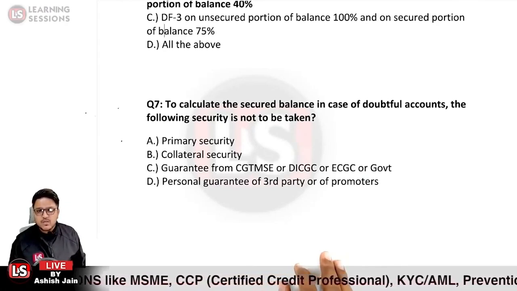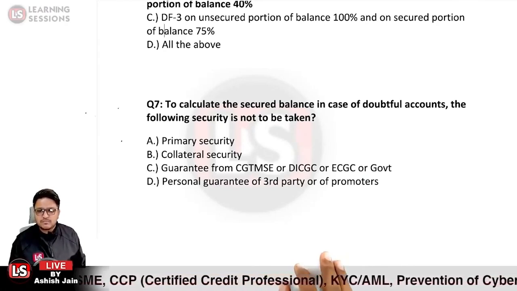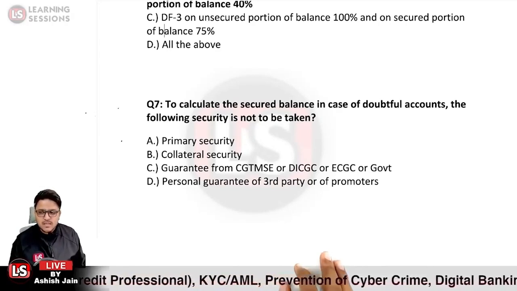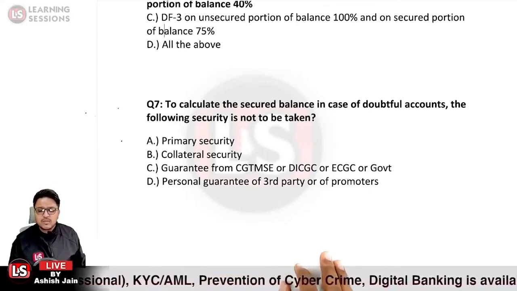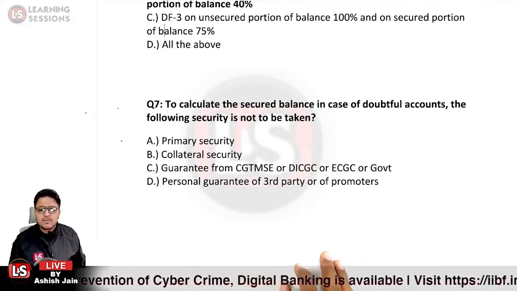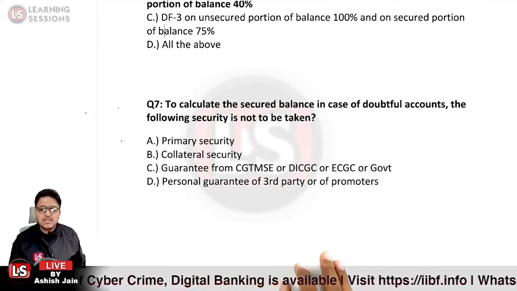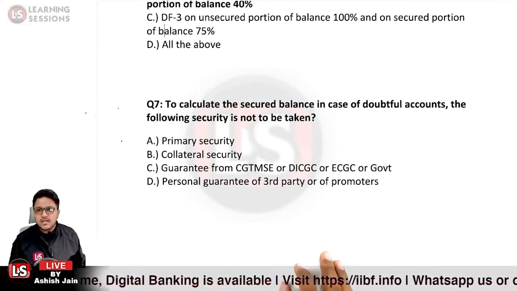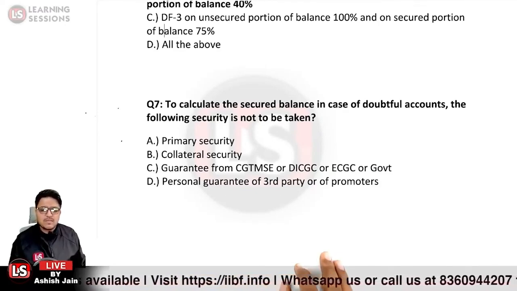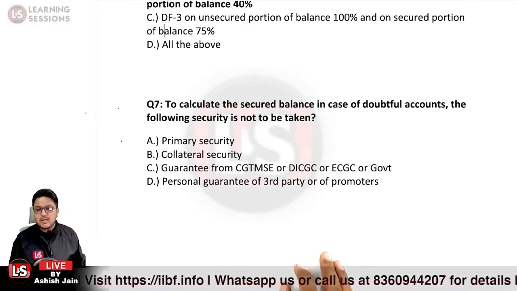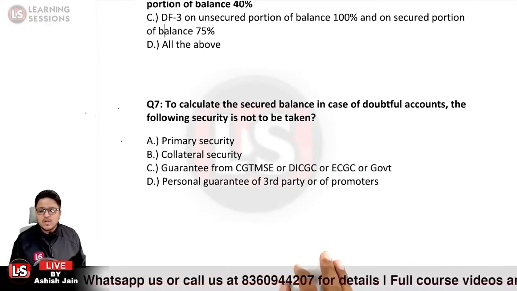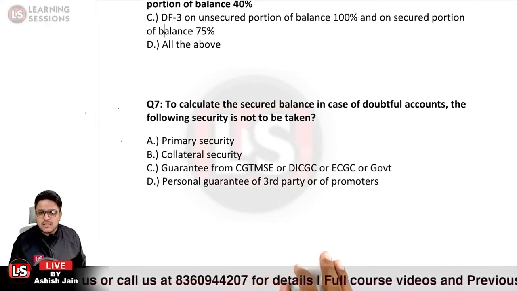Question number 7. Which one of the following is the right answer? Whenever we calculate the secured balances, the primary security is to be taken, the collateral security is taken, and also if a guarantee is available from CGTMSE, DICGC, ECGC or by the government, this is also to be taken. Option D, related to personal guarantee, is not taken. If the personal guarantee is given by a third party or by the promoters, it is not accountable. So option D is the right answer.